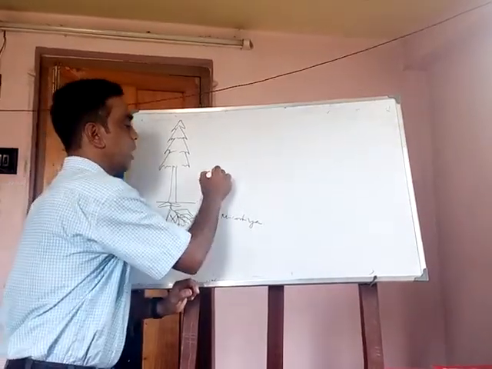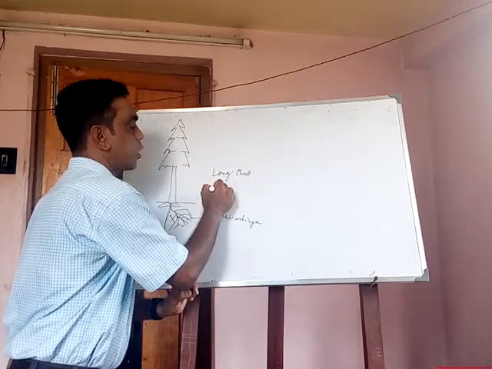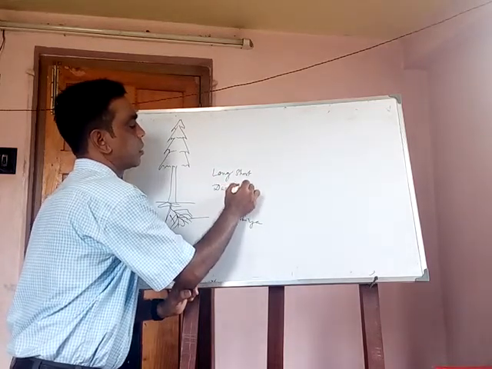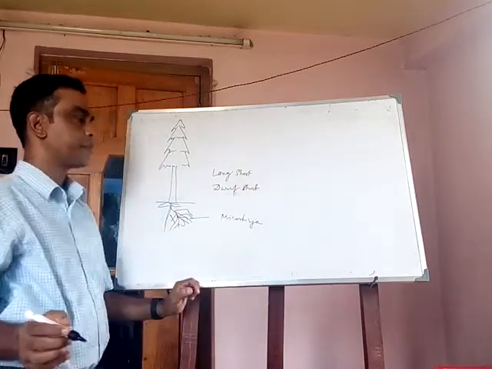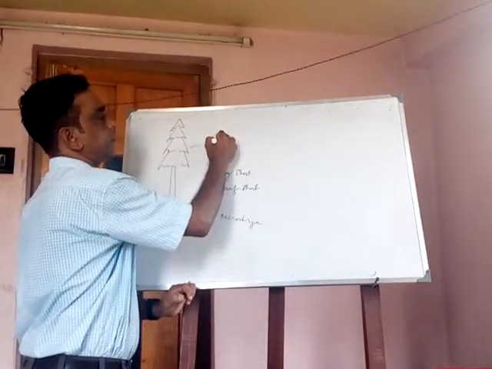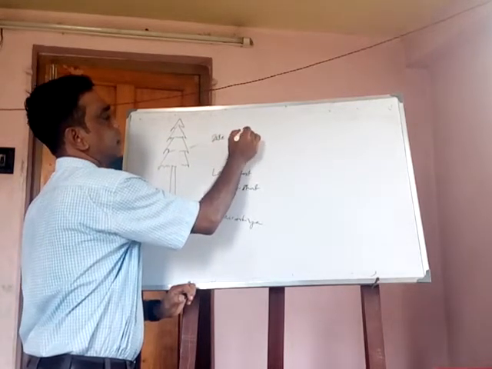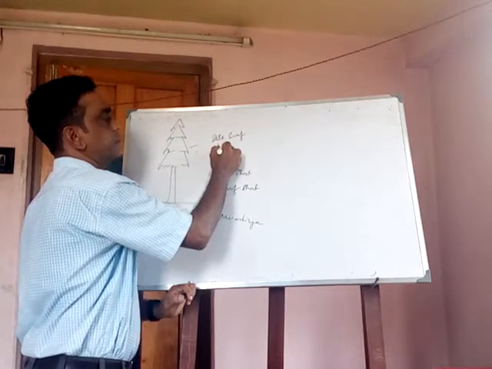that is the long shoot and a dwarf shoot, and the leaf has 2 types, that is the scaly leaf and the foliage leaf.